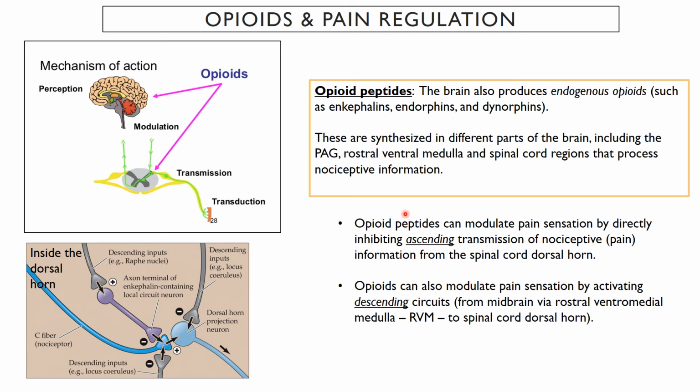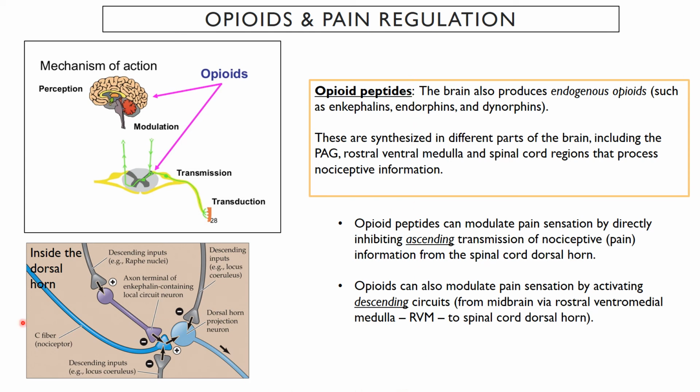So the opioid peptides can modulate pain sensation by directly inhibiting the ascending pathways. This is showing some of these direct projections onto the dorsal horn projection neurons. So this would be the C fiber coming in here. This is on the other side of the dorsal horn, so this would be like the left side. We were previously looking at the right side. So these C fibers would be synapsing onto the second order neurons that would then decussate and then go up the spinal cord.